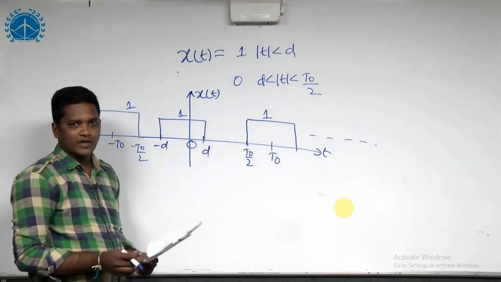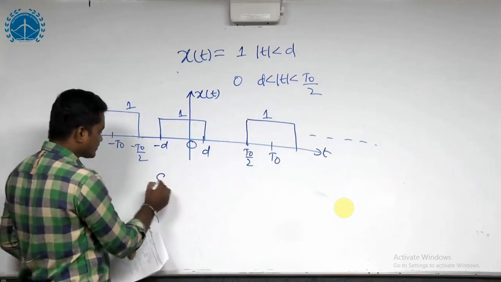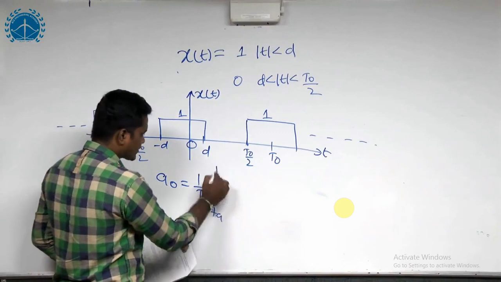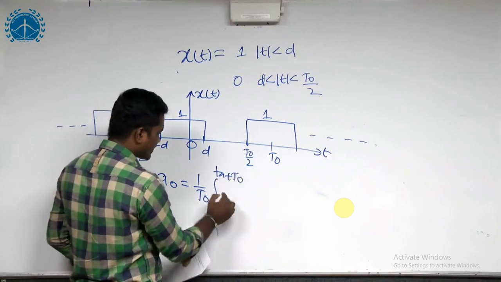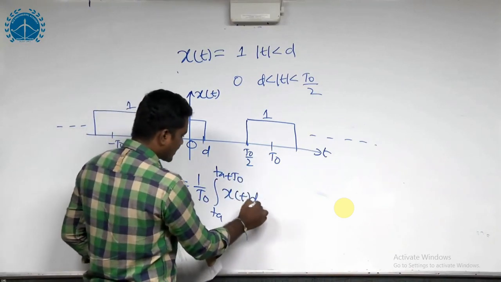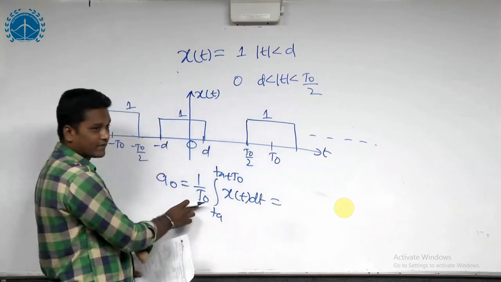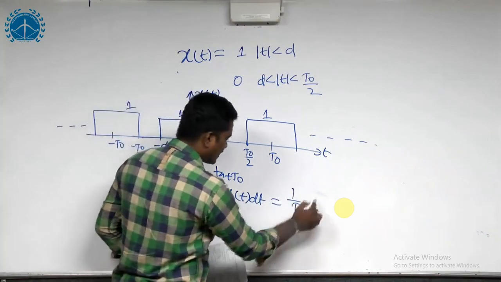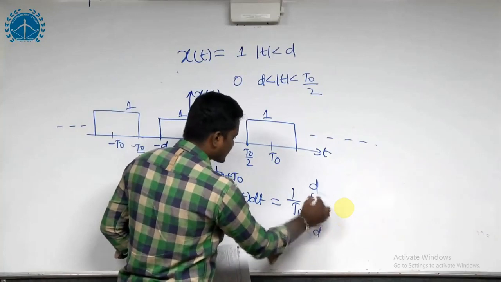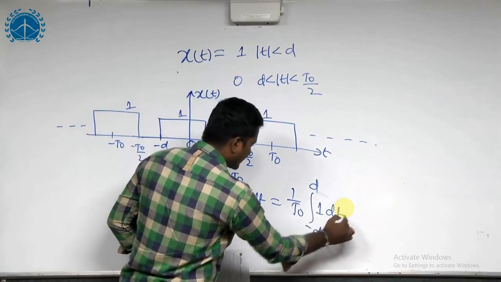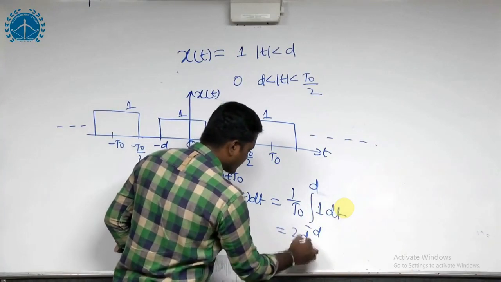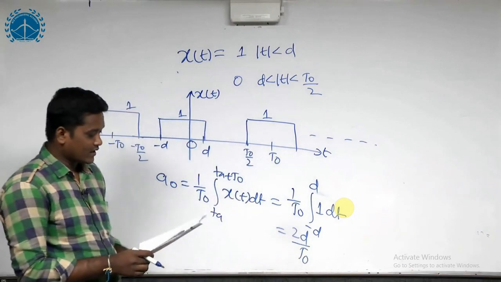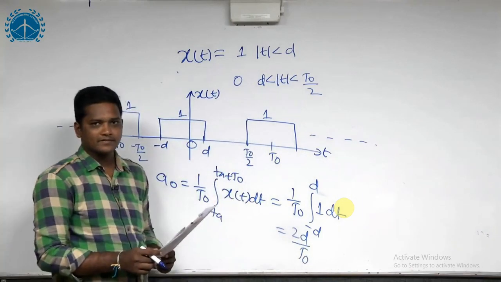DC component is nothing but A0. A0 equals 1 by T0 integration from Ta to Ta plus T0 of x of t dt. T0 is the period of the signal. So for this signal also the period is T0. 1 by T0 integration from minus d to plus d of 1 dt. If you solve this integration, 2d by T0 is the DC component of the given signal. So the right answer is C.